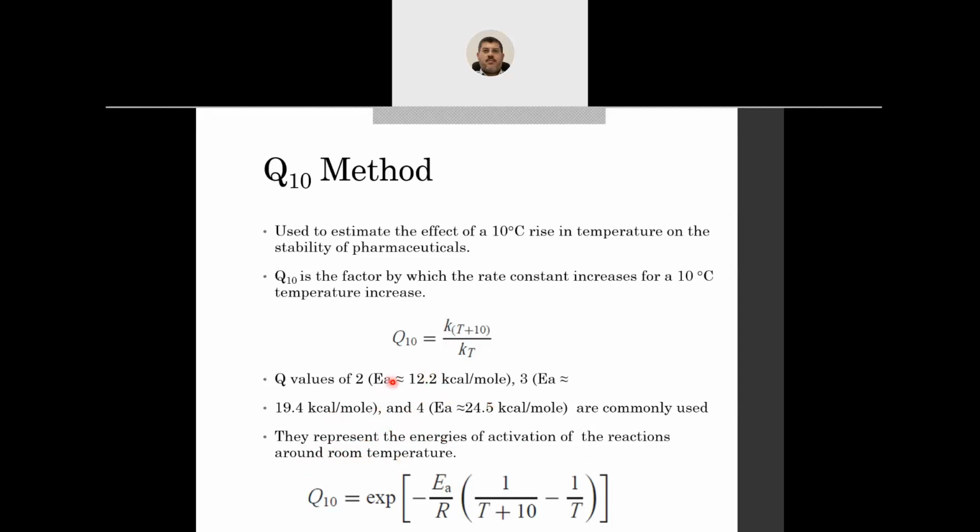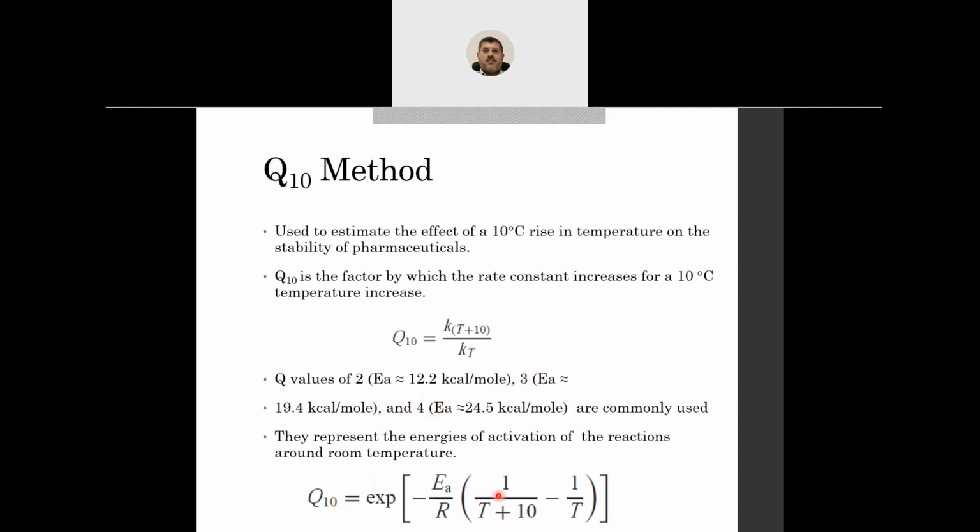Okay, so these are the activation energies at room temperature. If the activation energy for the degradation product is 12.2, usually the Q value is 2, meaning that at each 10-degree increase, the reaction rate constant will increase by double. If the activation energy is this value, at each 10-degree increase in temperature, the degradation rate constant will increase by a factor of 3. Here, by a factor of 4.